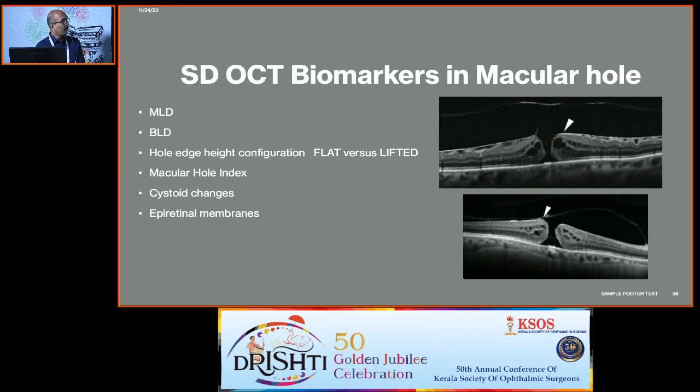A lot of OCT biomarkers, like the minimum linear distance, the basal linear distance, and also the hole edge height configuration, a lot of indexes on OCT give us an idea about which hole will close and which hole will have improvement in vision.